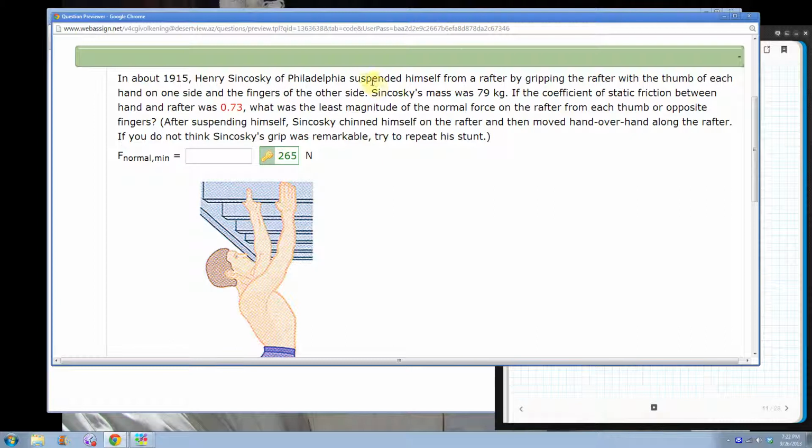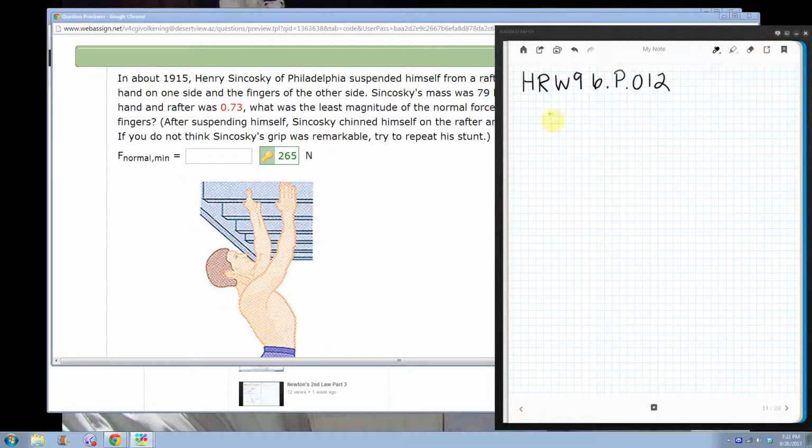So this guy suspended himself from a rafter by gripping the rafter with the thumb of each hand on one side and the fingers on the other side. Sinkoski's mass was 79 kilograms. If the coefficient of static friction between the hand and rafter was 0.73, your number will be different. What was the least magnitude of the normal force on the rafter from each thumb or opposite fingers?